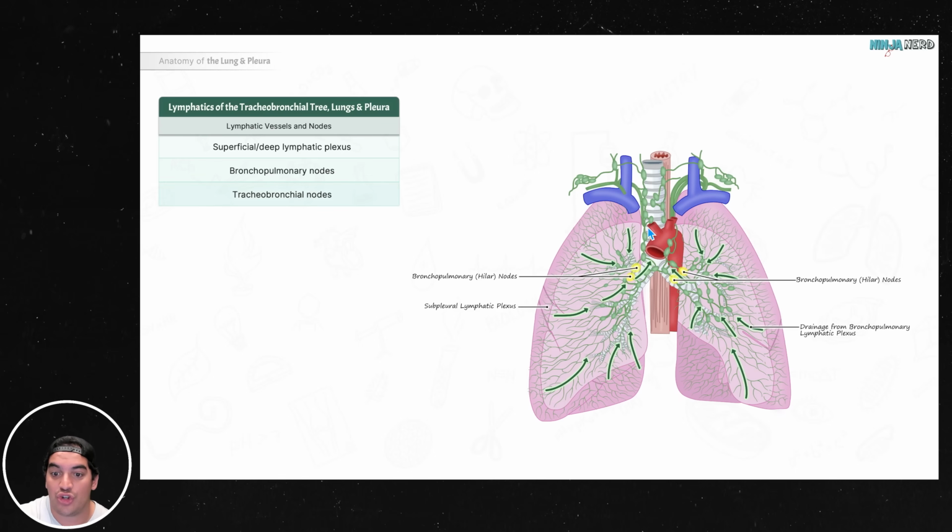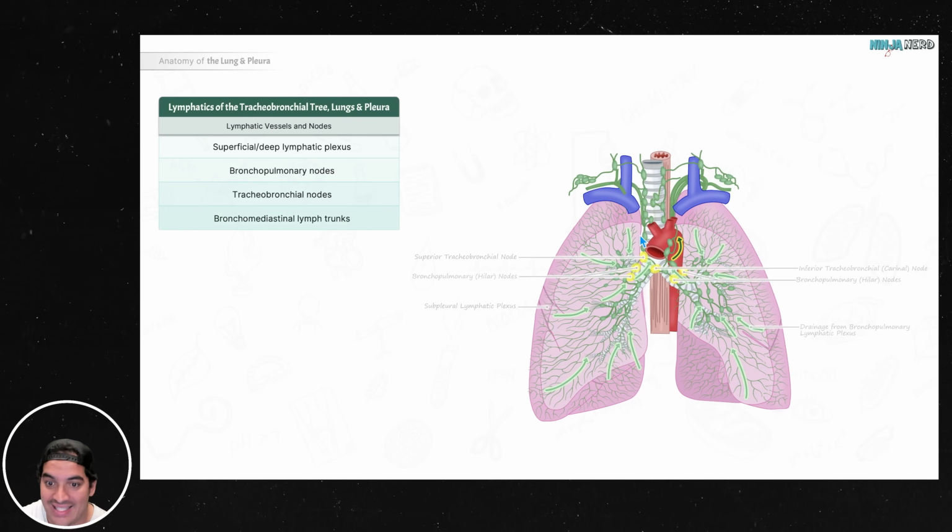It's going to go to the tracheobronchial nodes. So you're going to have some of these guys right here, as the trachea comes down and then bifurcates to the primary bronchi. So here are your tracheobronchial nodes it'll move to. So superficial and deep lymphatic plexus, bronchopulmonary nodes or hilar nodes, moves up to the tracheobronchial nodes. Then it's got to keep going. As it goes up, it encounters these little trunks called the bronchomediastinal trunks. So here's the bronchus, and just right here is the mediastinum.